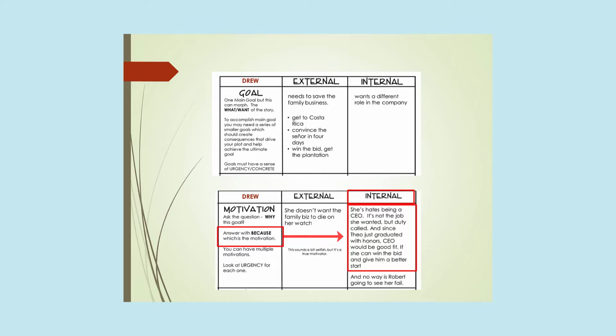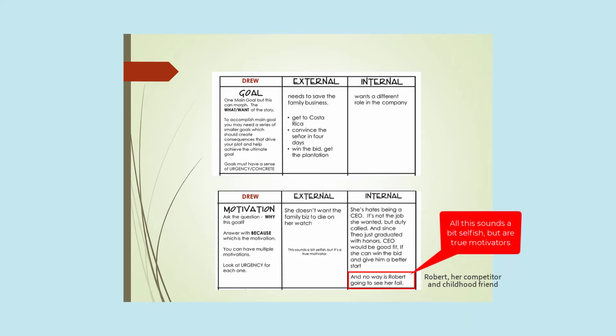But she also knows that her brother Theo most likely will not be interested in resurrecting a dying business unless she can entice him with this rare cacao bean plantation. Thus, she has to win the bid. Another powerful motivation is that Robert, a childhood friend, is the other bidder, and no way is he going to see her fail. This is what I mean by multiple motivations. They are powerful and they drive the story forward.